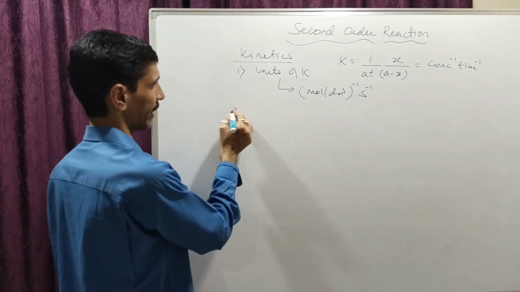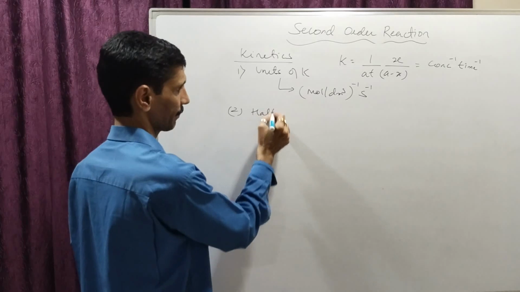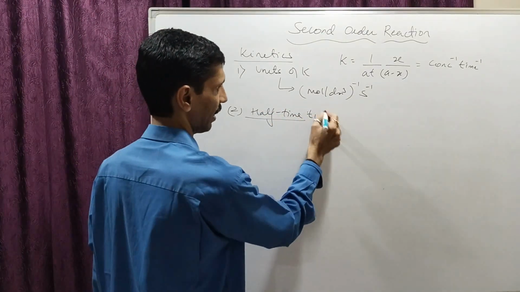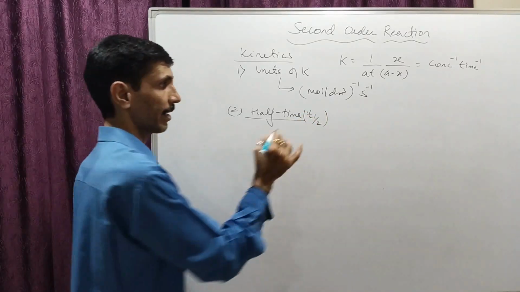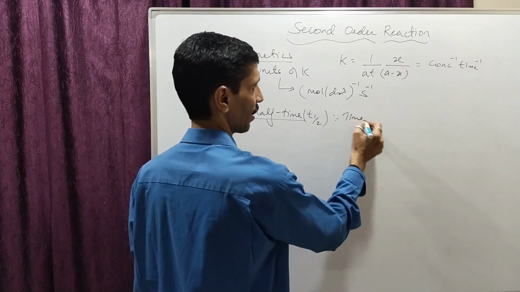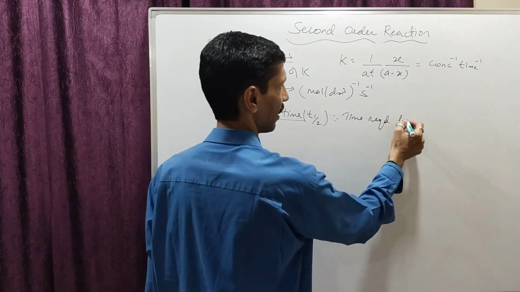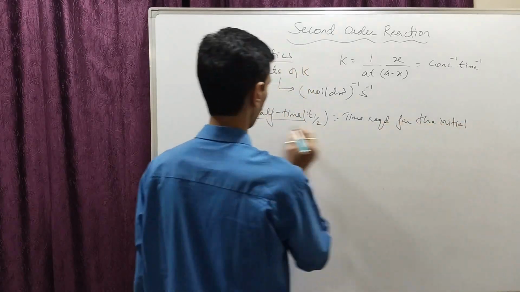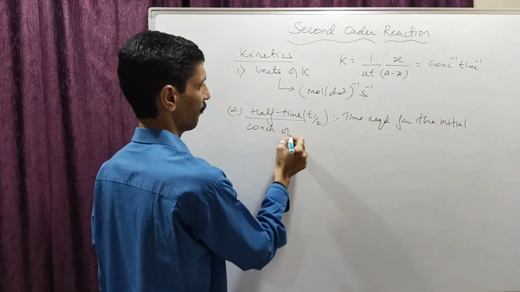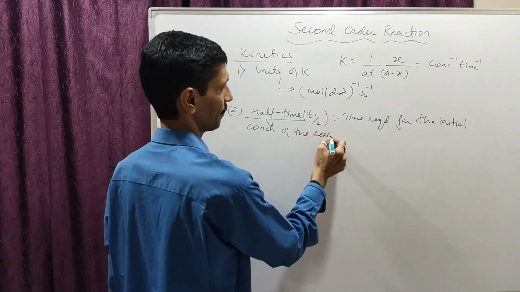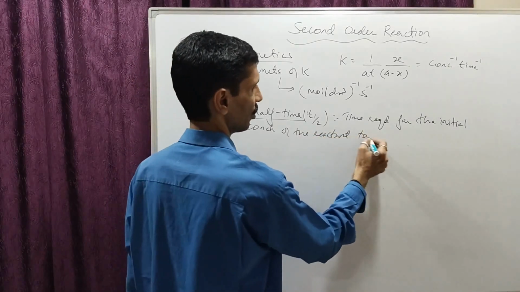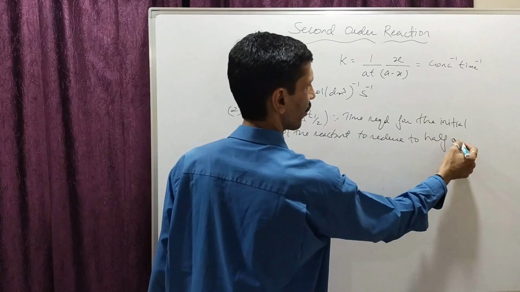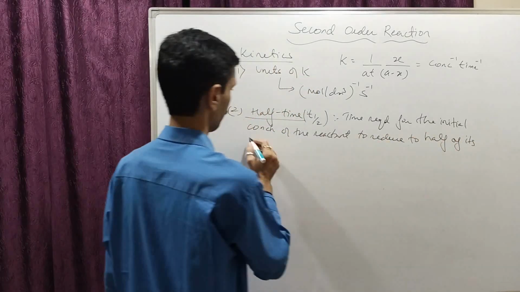Now we go into the next part, and that is we talk about half time. Now half time, my dear friends, is denoted as T half. It is the time required for the initial concentration of the reactant to reduce to half of its value.